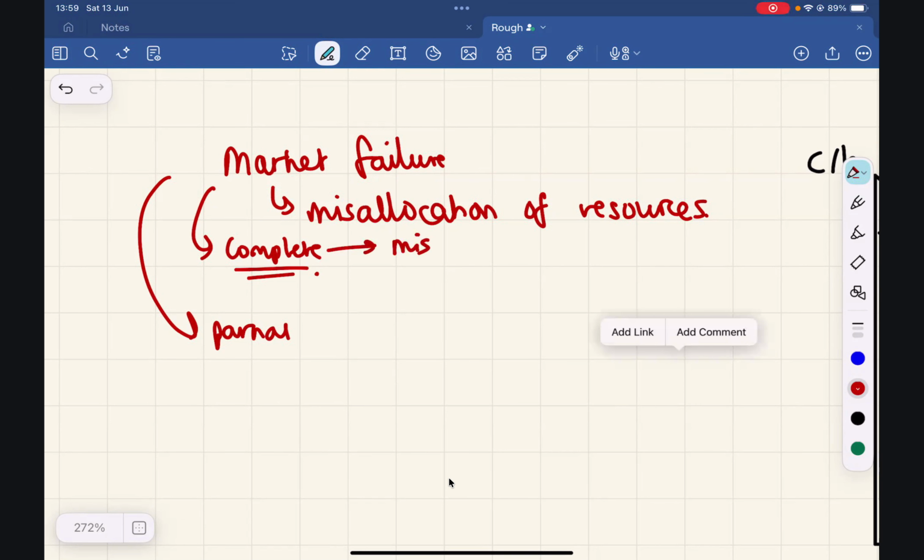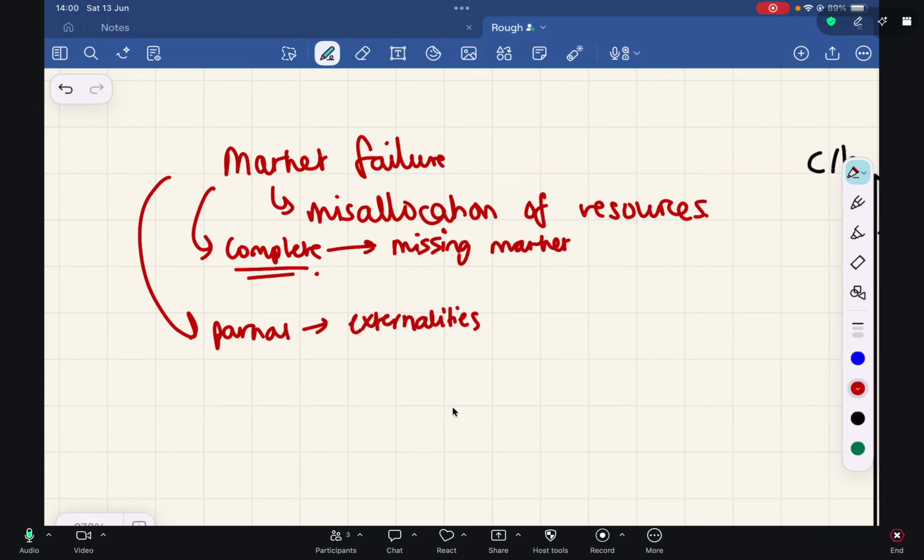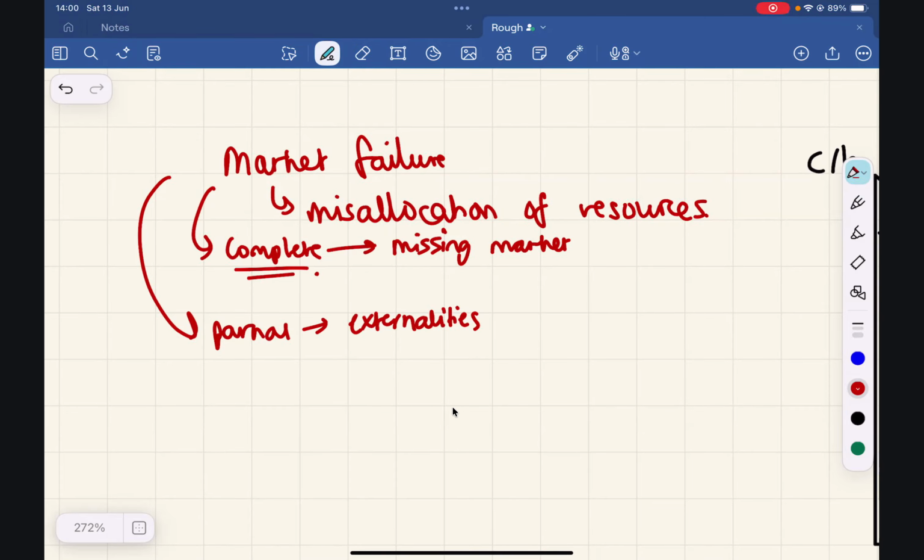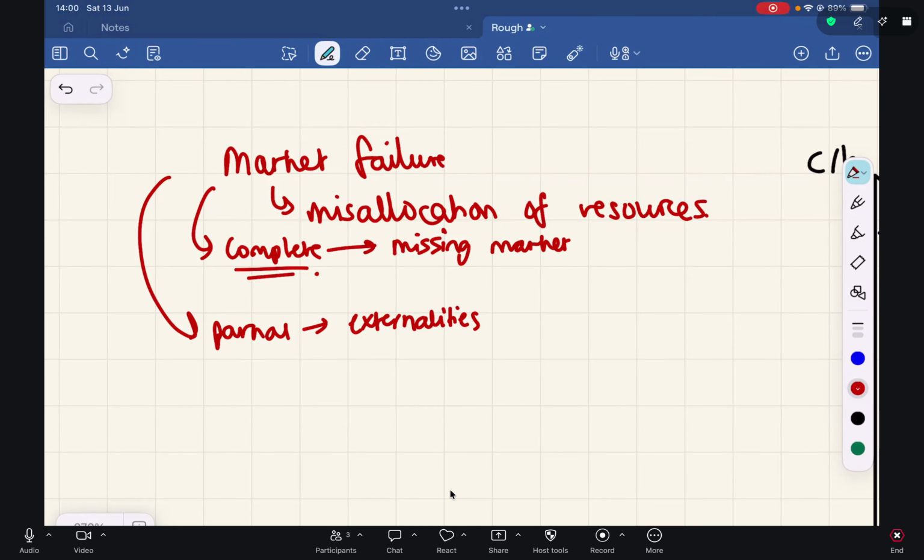Complete market failure is testing you on if you remember the specific example of a missing market, and that happens with public goods, with the free rider problem. Then if it asks you about partial market failure, you do externalities. Partial market failure is when there's overproduction, underproduction, overconsumption, underconsumption. Alternatively, they could ask you to talk about the market failure with sugary drinks, fast food, vapes, and so on.